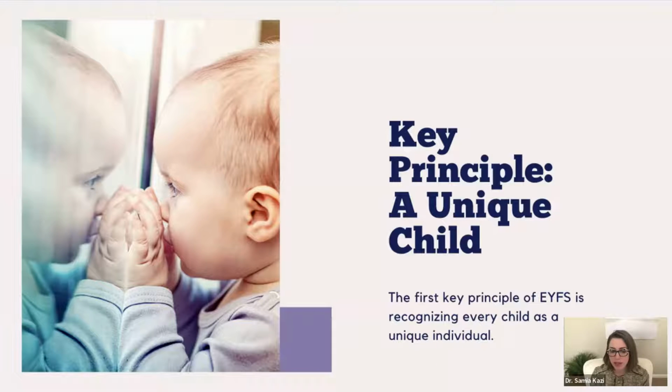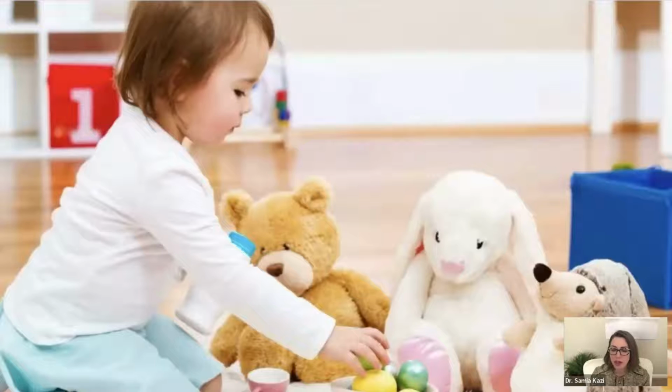So if we apply this to an early years classroom, let's imagine that this little girl, her name is Mia, and the teacher observes that Mia is interested in animals. So then the teacher incorporates animal-themed books, animal-themed activities into Mia's learning.